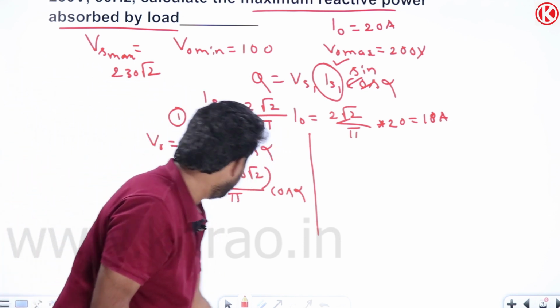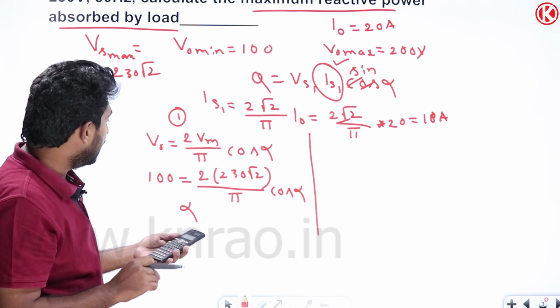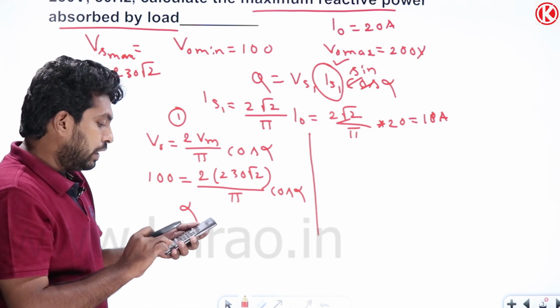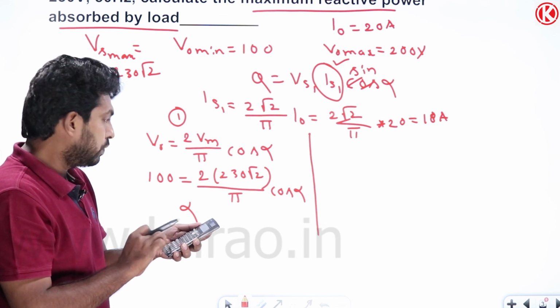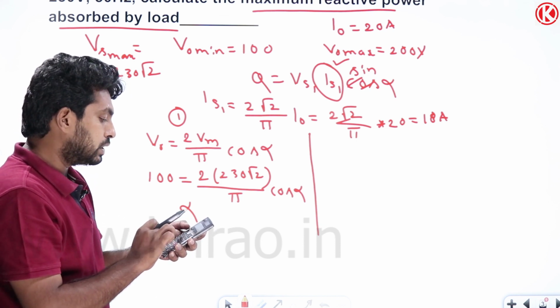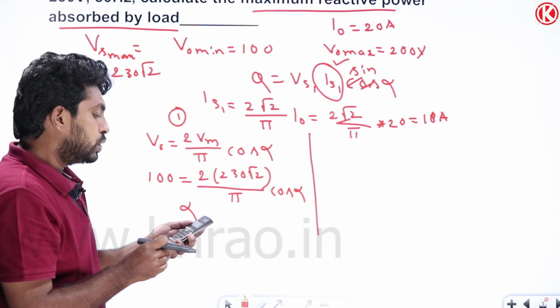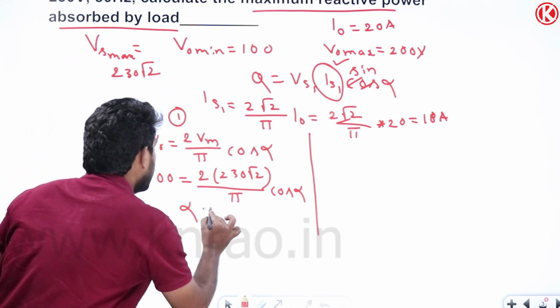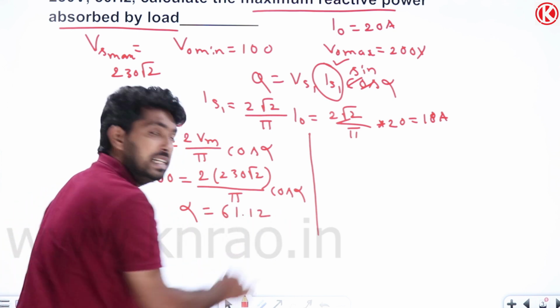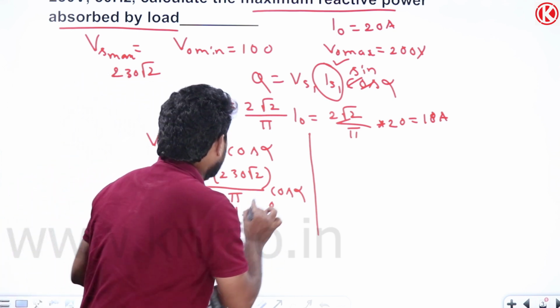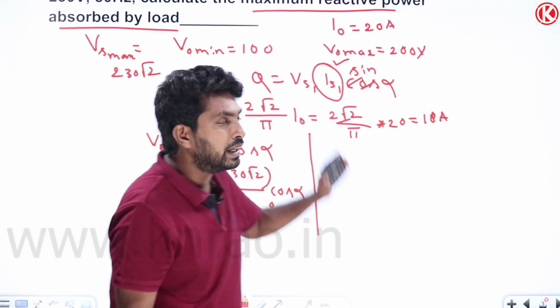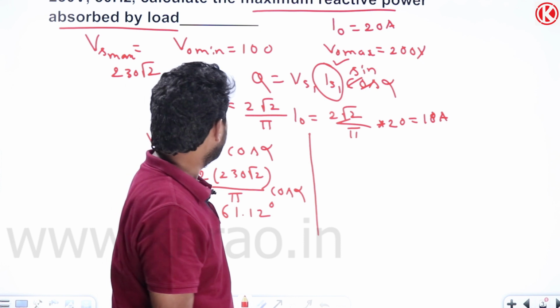What is the value of alpha here? Alpha equals cos inverse of 100 pi divided by 460 root 2. The value is 61.12, so the value of alpha 1 is 61.12 degrees. Now let me find the alpha 2.